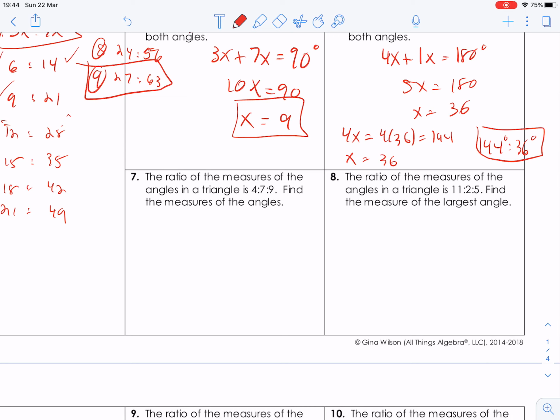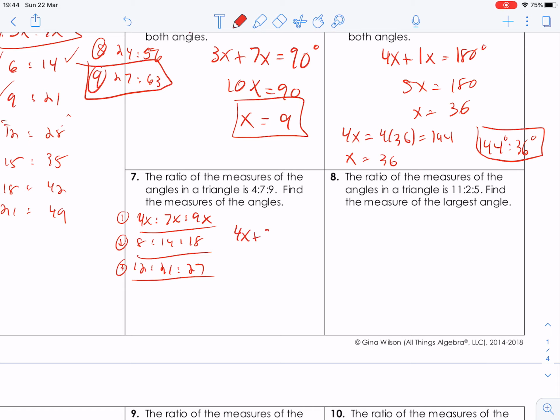So we know we have any ratio like this. X could be 1, X could be 2, X could be 3, X could be 4. Doesn't matter. Find the measures of the angles. So if X was 1, it would be 4, 7, 9. If X was 2, we would get 8, 14, 18. If X was 3, we get 12, 21, 27. We need to find the measures of the angles. So all these have to add to 180. We could keep going and figure it out that way. It just seems like it's too much time to do that.